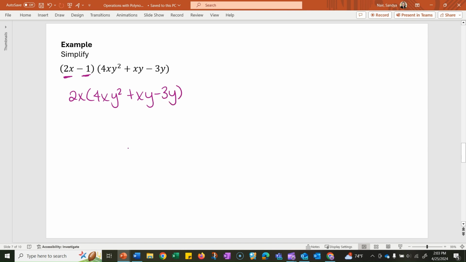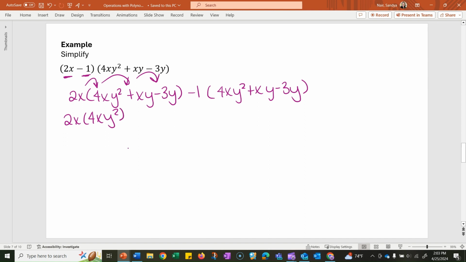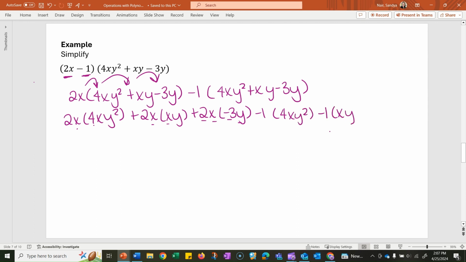And then I'm going to do minus 1 times the second polynomial. So 4xy squared plus xy minus 3y. Okay, so basically I have to use the distributive property here. So when I do 2x times 4xy squared, right, plus 2x times xy plus 2x times minus 3y, and then I have minus 1 times 4xy squared, and then minus 1 times xy, and then minus 1 times minus 3y.